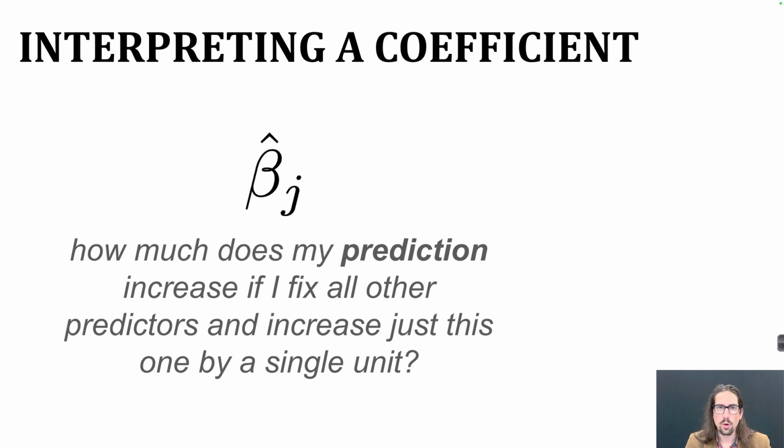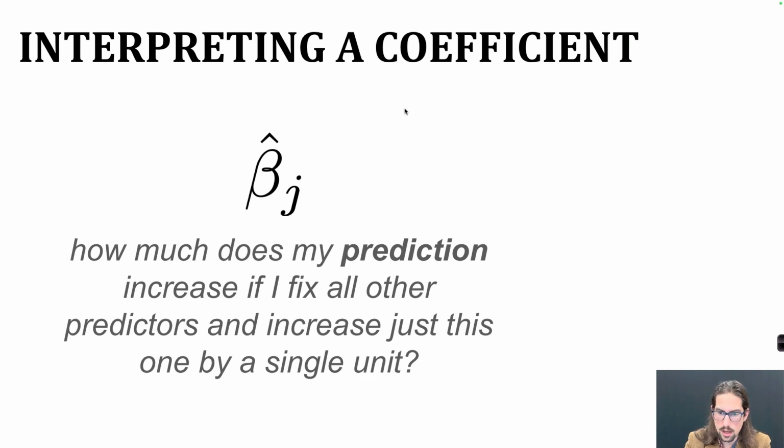So you have these coefficients, right? And these coefficients, in some sense, are the slope of your prediction function. So this one coefficient tells you how much your prediction increases if you fix all other predictors and increase just this one by a single unit.